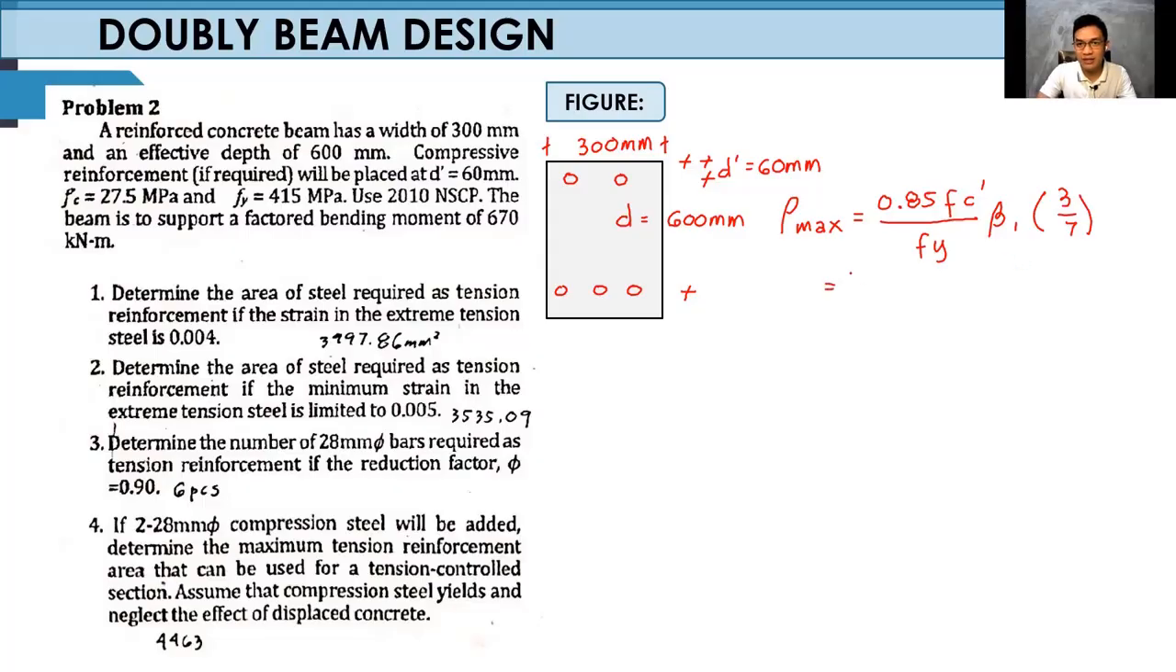Okay, so substitute lang po natin yung mga values. 0.85 fc prime natin is equivalent to 27.5. Divided by fy natin, which is 415. So take note yung ating beta. The value of beta natin is equivalent to 0.85 if our fc prime is 28 megapascal or lower. So therefore, 27.5 is lower than 28. So automatically, 0.85 yung ating beta. Then 3/7.